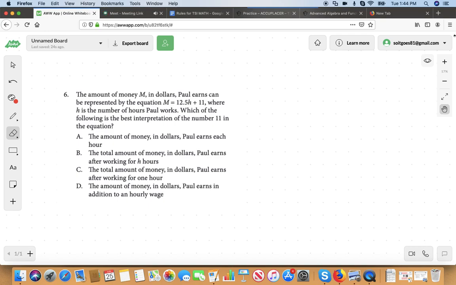Let's do this. I'm going to underline the last sentence in the question here. Which of the following is the best interpretation of the number 11 in the equation? The thing they're asking us to solve for is always in the last sentence of the question. So in a word problem where they've got a couple sentences or a paragraph, I like underlining the last sentence. What are we solving for here, Jackson?